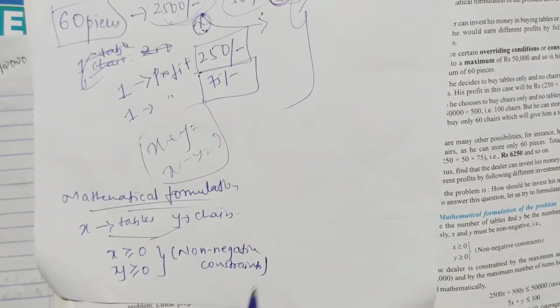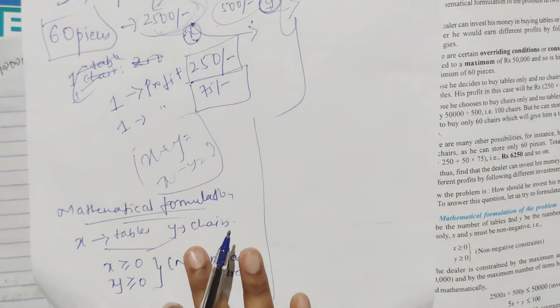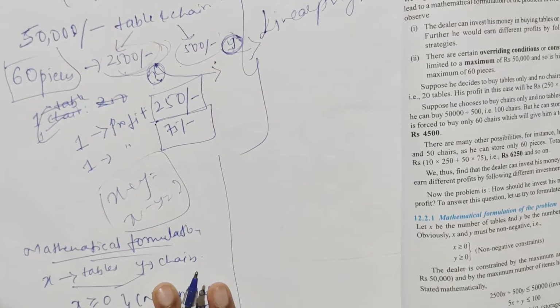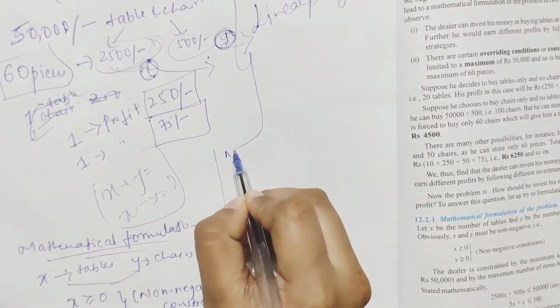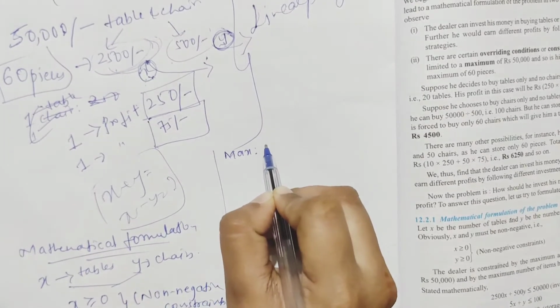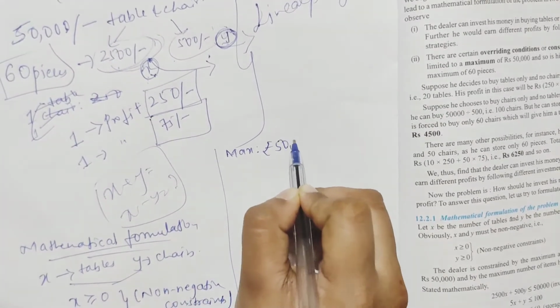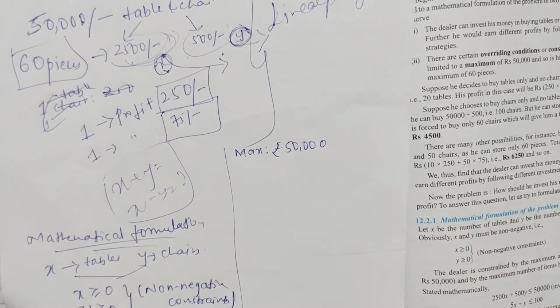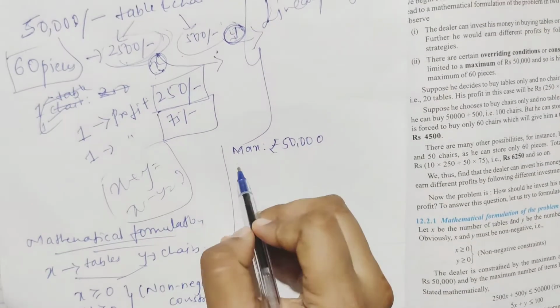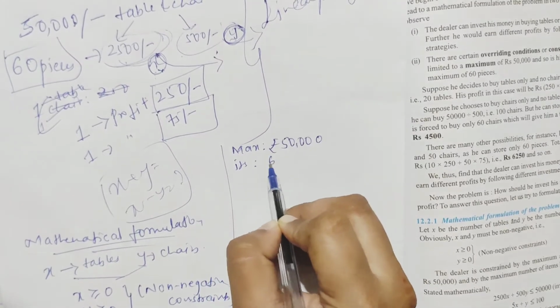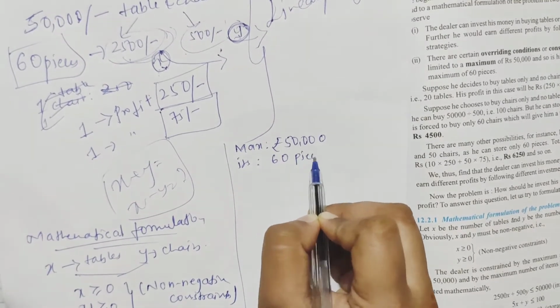Now mathematically, we will do what all the question has given. He has invested a maximum amount. How much has he invested? We'll take this maximum, right? It is rupees 50,000. And the maximum number of items he can store, how much was it? 60, right? He could have stored 60 pieces.